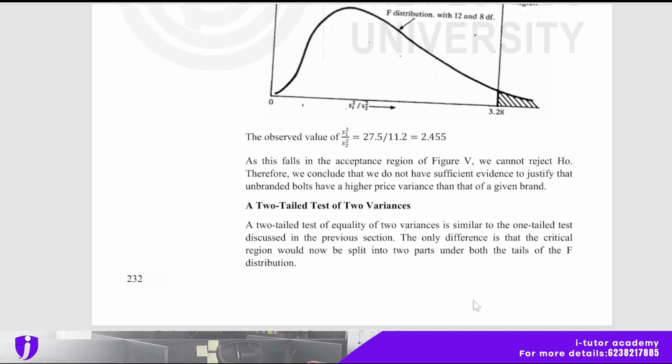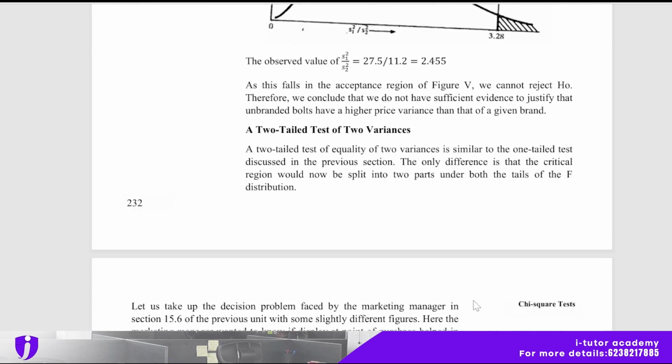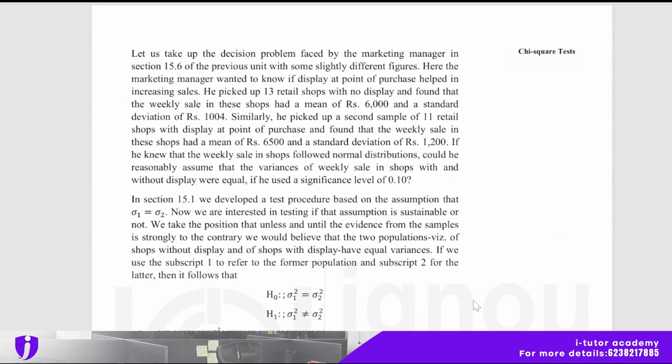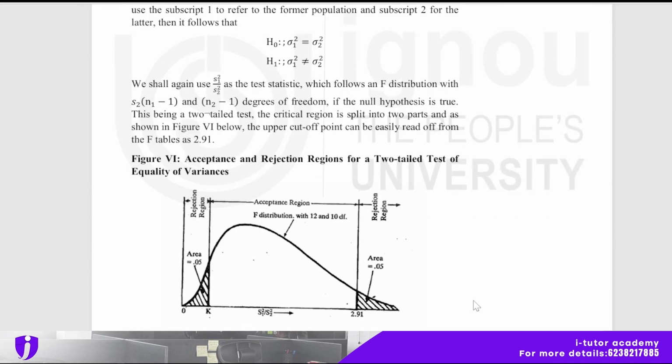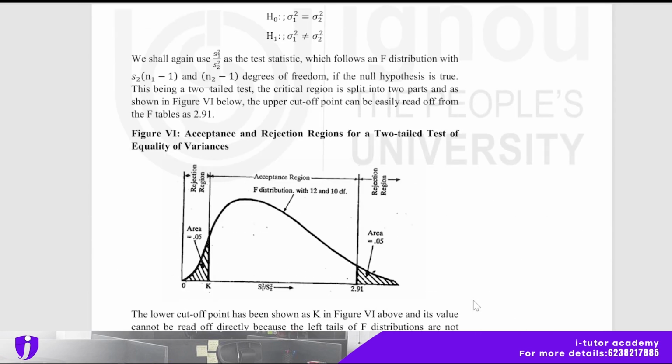A two-tailed test of two variances. A two-tailed test of equality of two variances is similar to the one-tailed test discussed in the previous section, and the only difference is that the critical region would now be split into two parts, one under each tail of the F distribution. Okay, so that's the only difference. And the acceptance and rejection region for a two-tailed test of equality of variance chart is here.